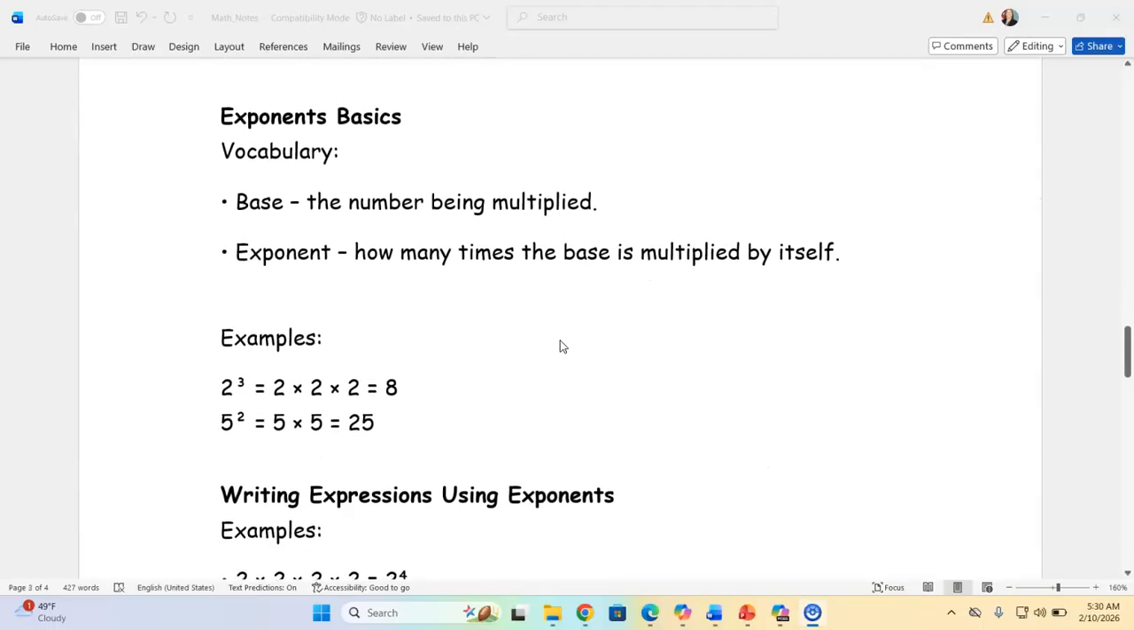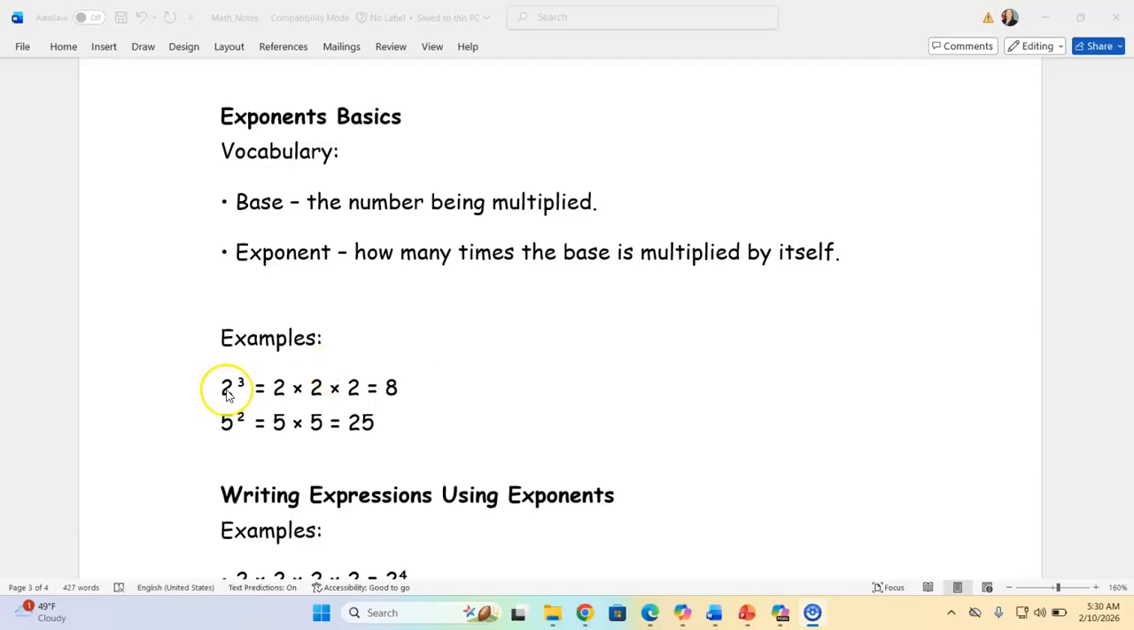All right, now what happens when we complicate it a little bit and we have exponents? Well, what are exponents? Well, there's actually two parts. So you have your base, which is your number that's being multiplied. So down here in the example where it says 2 to the 3rd power, 2 is your base and 3 is the exponent. So what is your exponent? How many times the base is being multiplied by itself. Not by the number of the exponent, but by itself.